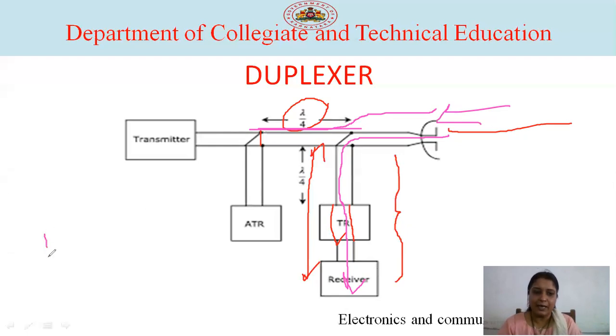This is called a branch type of duplexer. That is the branch type of duplexer. Now usually in the examination they will ask, explain the working of the branch type of duplexer. You should explain the transmission process as well as the receiving process here.